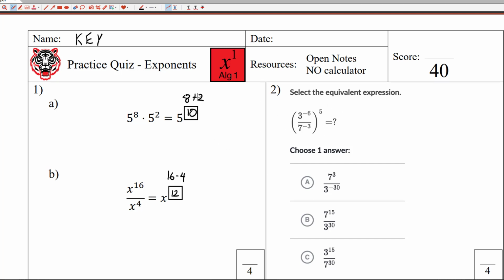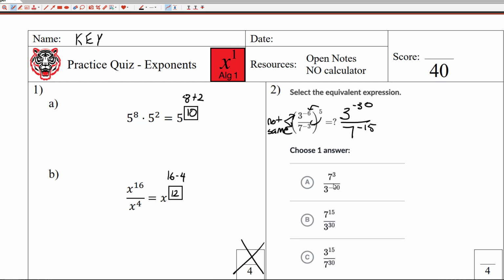Number 2, and again, don't worry about points for now. There are two things that you want to do. First, these are not the same. Not the same. Which means all you can do is distribute the 5 into both of these terms, and you get 3 to the power of 6 times 5 is negative 30. Again, negative times a positive is a negative. And then for the denominator, we have 7 to the power of negative 3 times 5, negative 15.